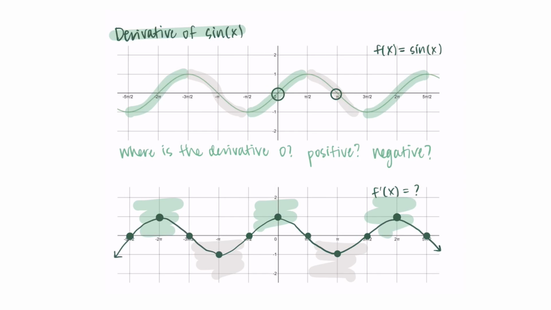Now, okay, you should be thinking, hey, this looks like something else I know, and in fact it is. The derivative here is cosine. This is the graph of cosine. So in fact, the derivative of sine is cosine.